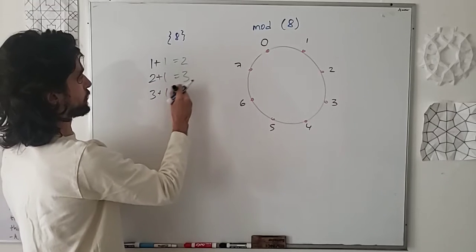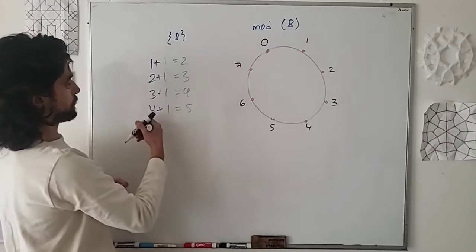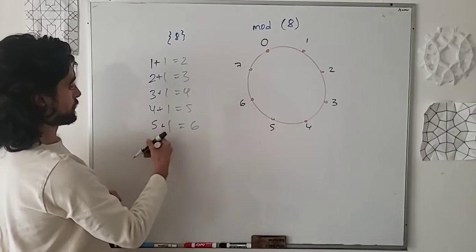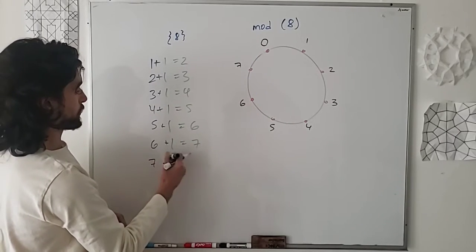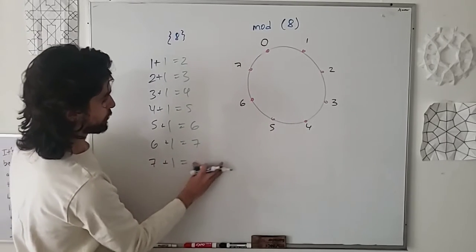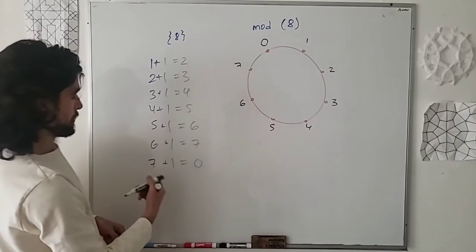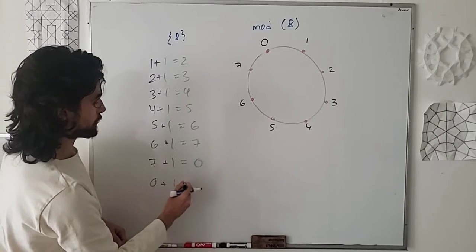3 plus 1 equals 4. 4 plus 1 equals 5. 5 plus 1 equals 6. 6 plus 1 equals 7. 7 plus 1 equals 0. There's no 8. And finally, 0 plus 1 equals 1.